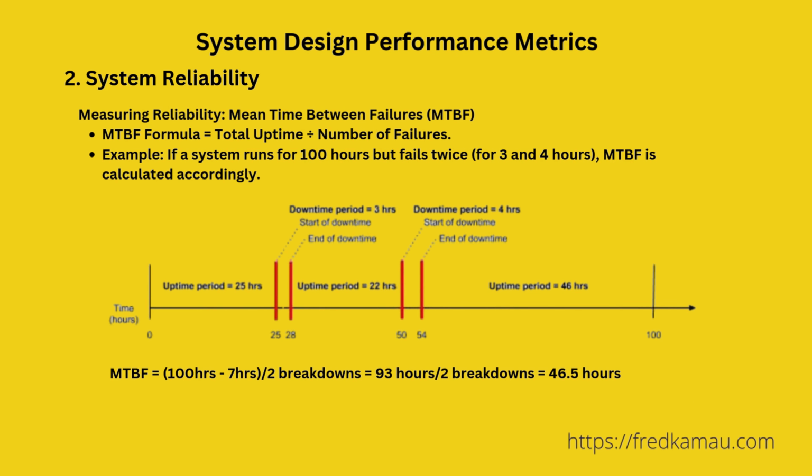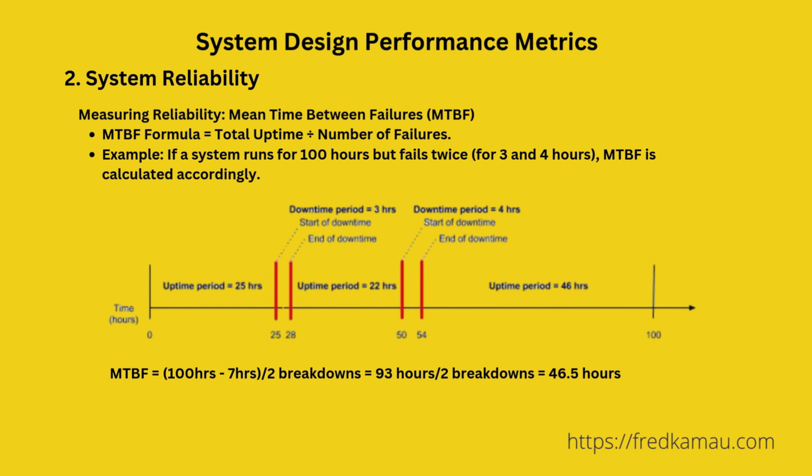A common way of measuring reliability is by using mean time between failures. Mean time between failure is the average time between system breakdowns, which measures the performance of a system. Take this example where a system runs for 100 hours but breaks down on the 25th hour, and it takes 3 hours to repair the system.